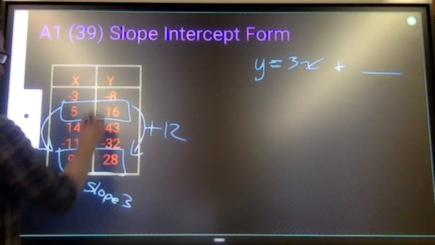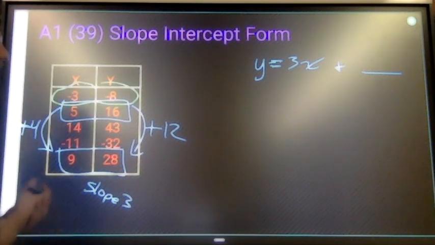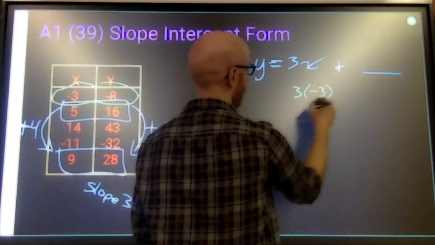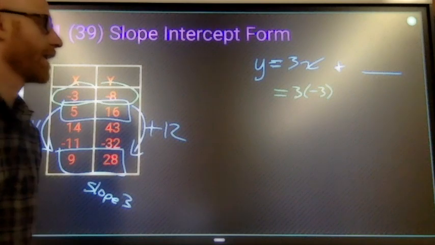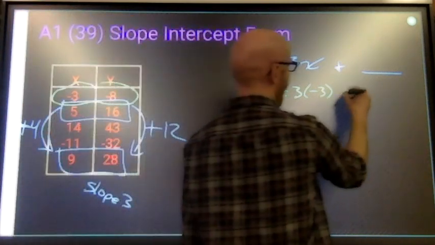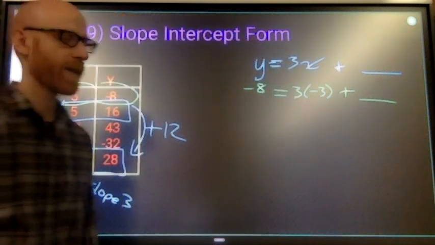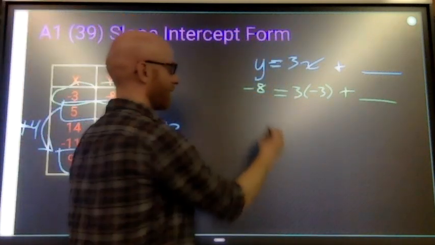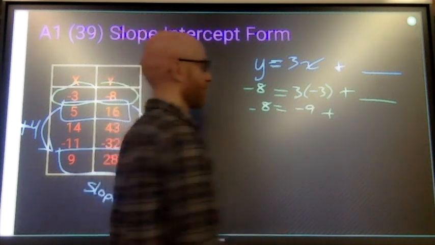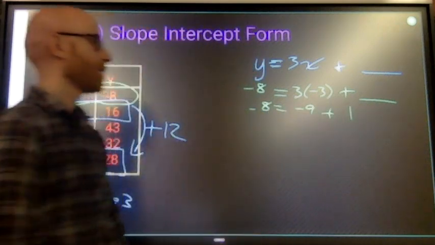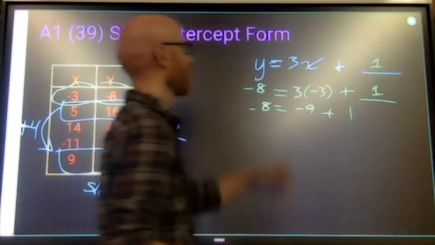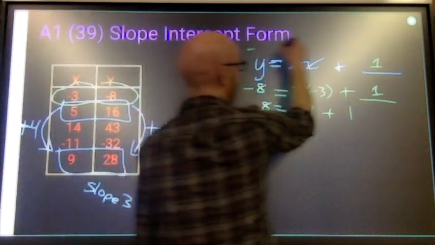Let's flex our negative skills. -3, -8. When x is -3, 3 times -3, we want y to equal -8. What do I need to add to make that so? 3 times -3 is -9. -8 equals -9 plus 1. -9 plus 1 is -8. That means this was supposed to be 1. All right? Y equals 3x plus 1.